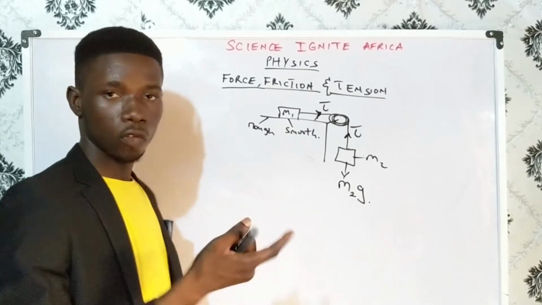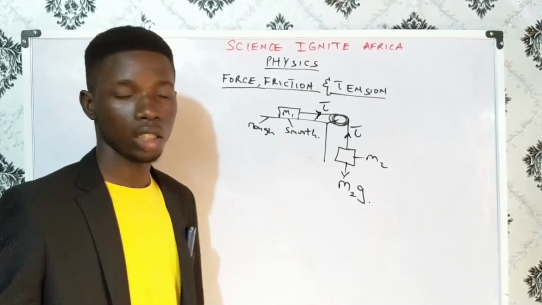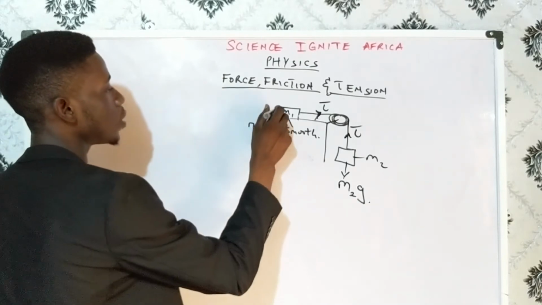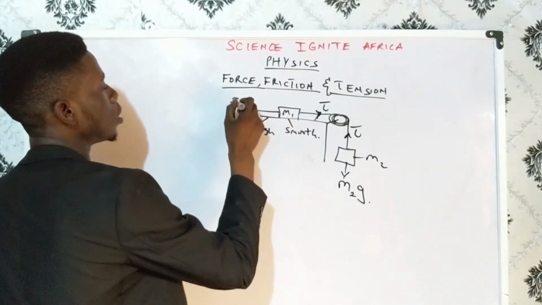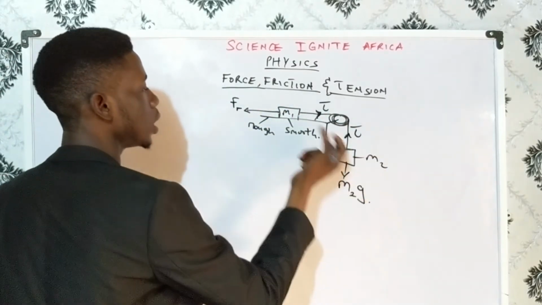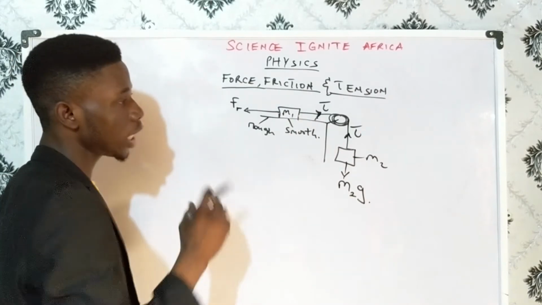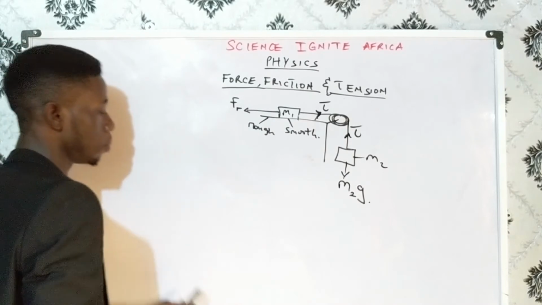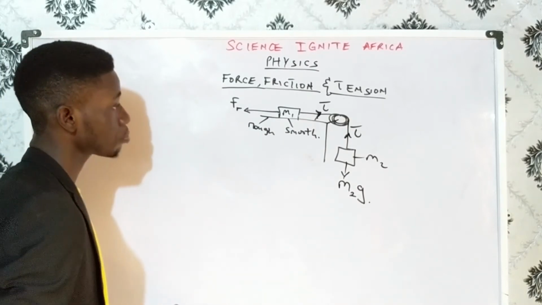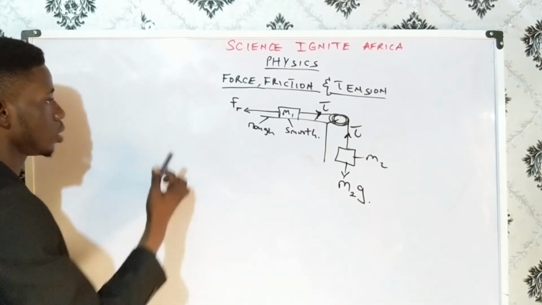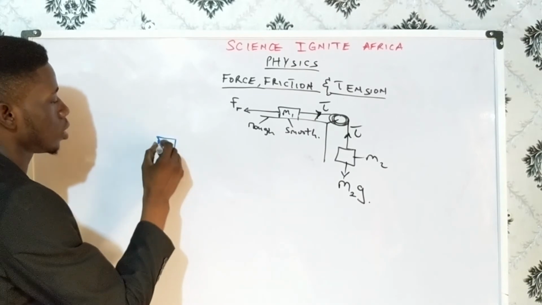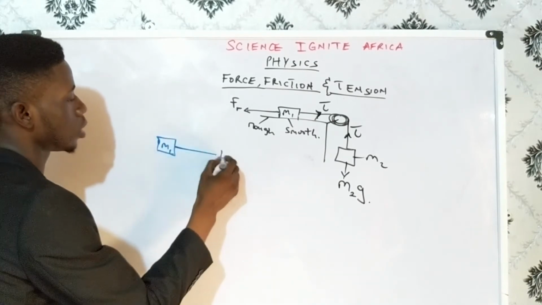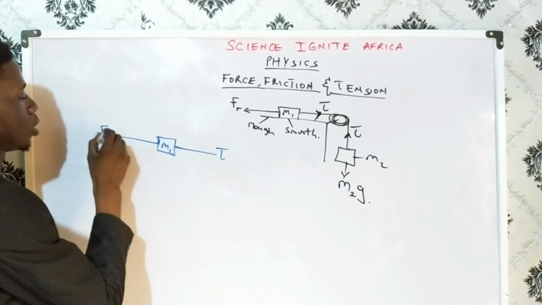So let's first of all take the case of friction. If friction exists here, so we have frictional force Fr. Of course, the body wants to move this way, then the frictional force will act this way. So let's resolve for both of them separately. Now for this one on the platform, we'll have M1 and Fr.